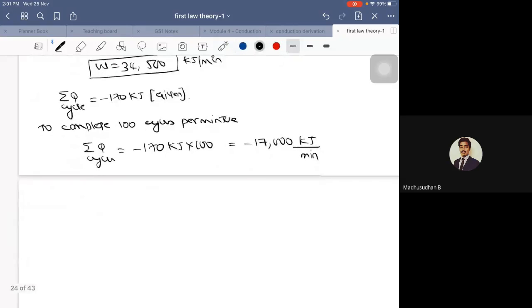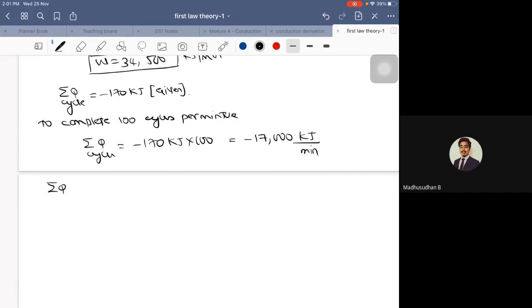Now, what does sigma Q mean? Sigma Q of a cycle is nothing but Q from A to B plus Q from B to C. Plus delta E is given, sir.